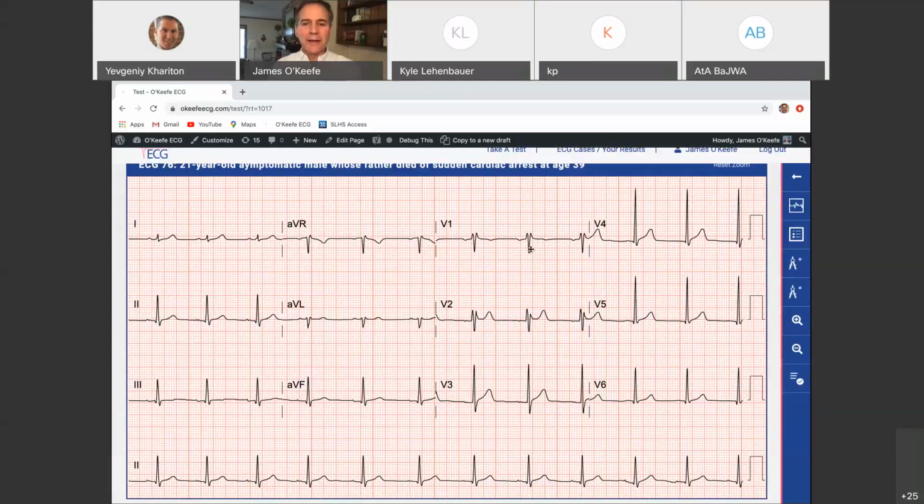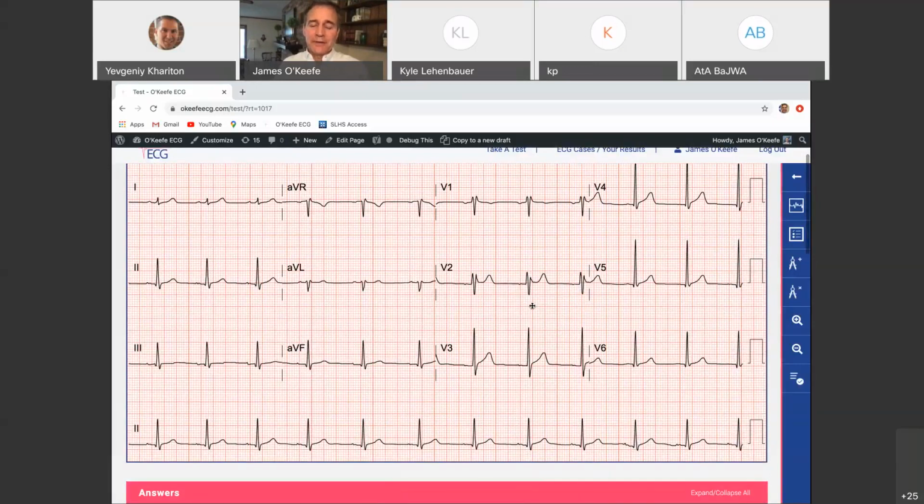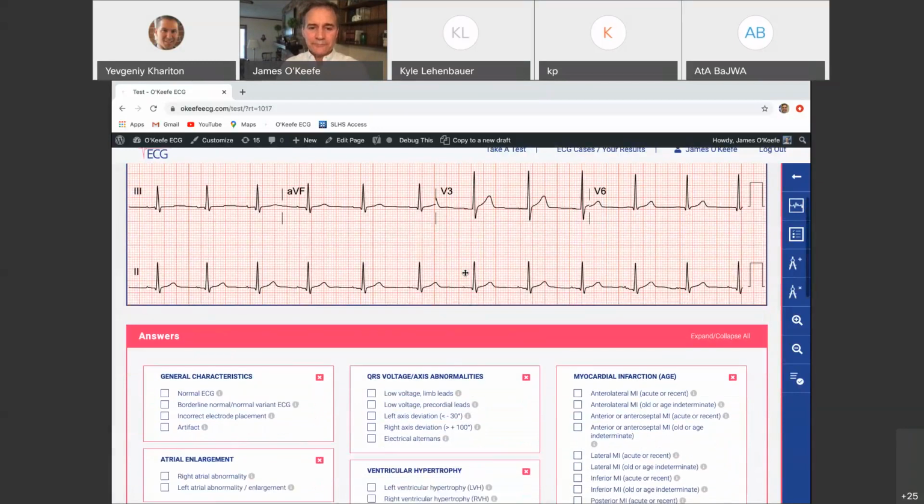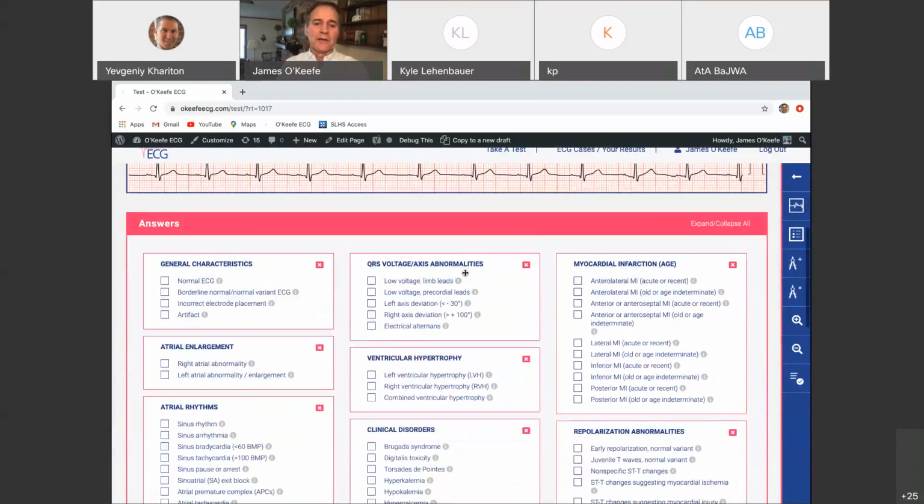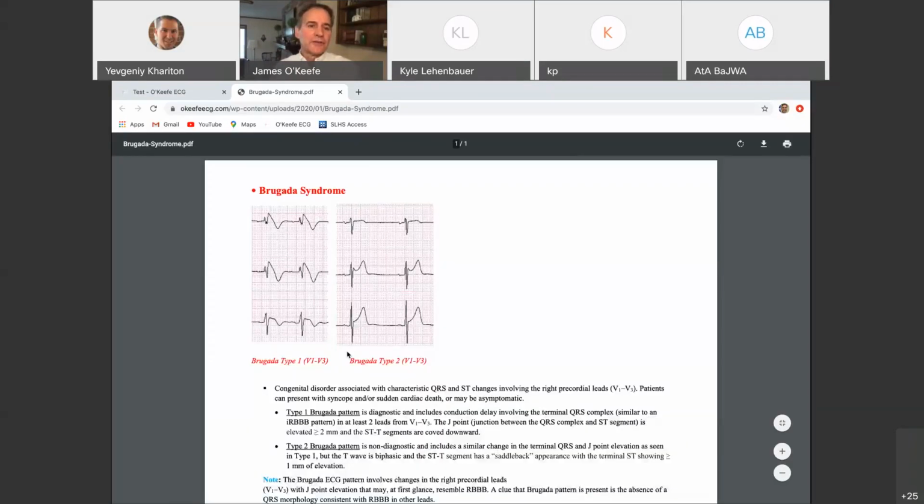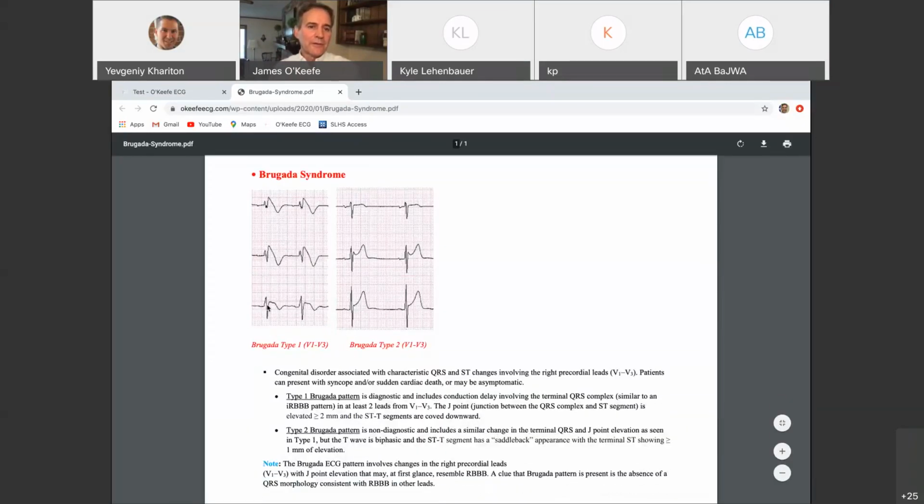And then the saddleback sagging ST segment depression, which is typical of Brugada type 2. And you don't need to know the different types of Brugada for the boards, but if the ST segment elevation in either type 1 or type 2 is less than 2 millimeters, then it's not type 1 Brugada. Here, let me just show you some examples on the link. So this would be a type 1 Brugada, and this is a type 2, and this is the saddleback.